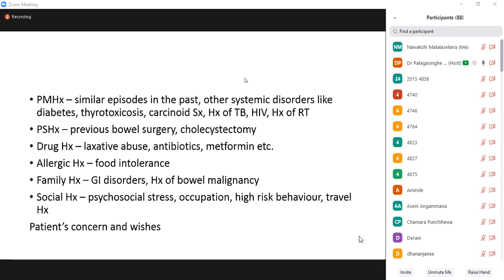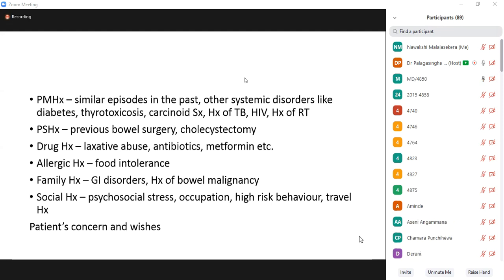Diarrhea may produce some degree of psychosocial stress to anyone. Then the patient's occupation, high-risk behavior, and travel history you are quite interested to know. And you have to obtain the patient's concerns and wishes. You might ask the patient's perception regarding the diarrhea: what do you think the most likely cause of diarrhea is? Sometimes the patient may be having different ideas.